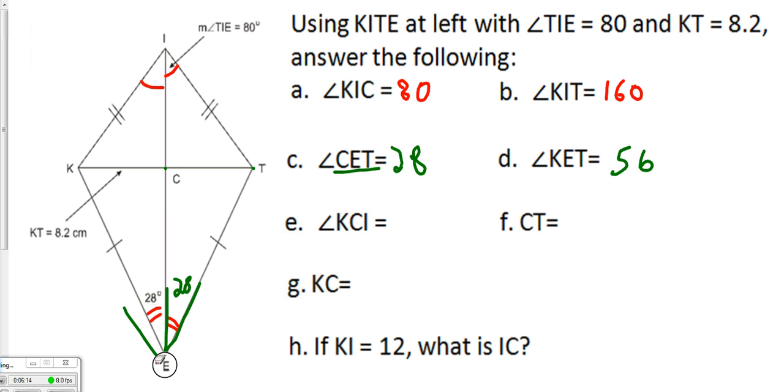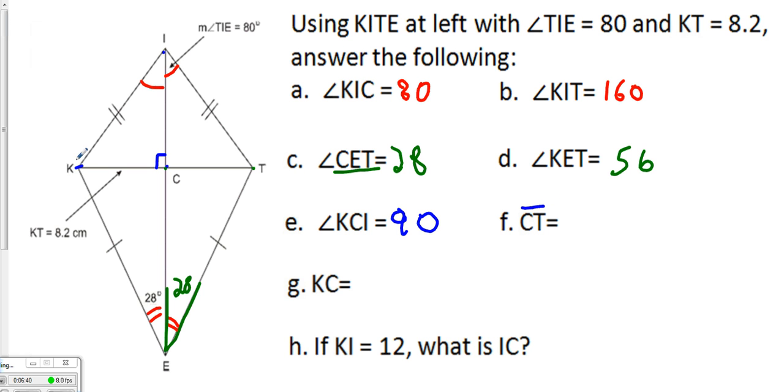And K, C, I. Here's a blue one for that. From K to C to I. Well, remember, these two diagonals will intersect each other at a right angle. So KCI is 90 degrees. This one is not an angle. This is the length CT.